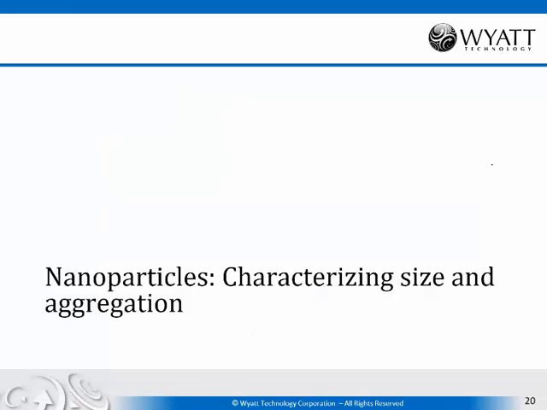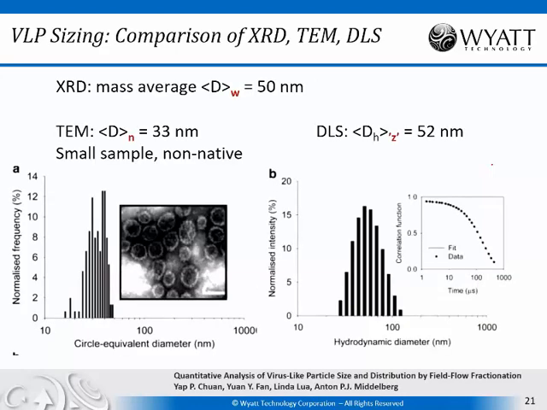Now, how can you apply this same dynamic light scattering to characterizing size and aggregation of nanoparticles? This is an interesting slide which compares different ways of measuring the size of a virus-like particle. So there are multiple techniques. The first one is X-ray diffraction, and it gave a value of 50 nanometers. TEM gave us a value of 33 nanometers, and it also gave this very highly detailed distribution of sizes. Dynamic light scattering gave a value of 52 nanometers, and it gave this low resolution distribution of sizes as well.